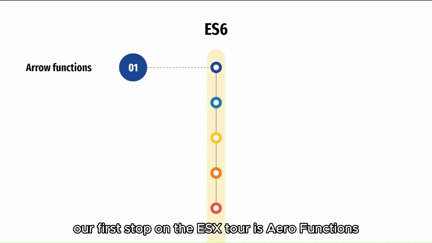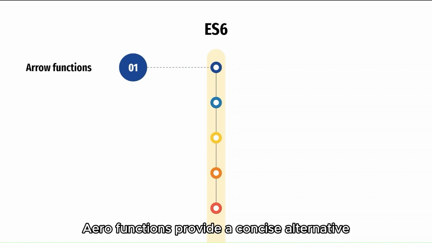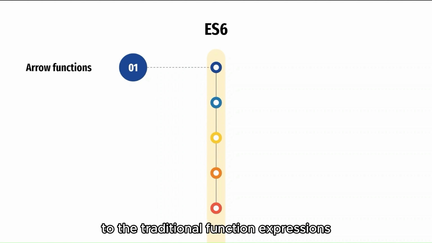Our first stop on the ES6 tour is arrow functions. Arrow functions provide a concise alternative to traditional function expressions. They are not only shorter in syntax, but also introduce lexical scoping. This makes them particularly handy in certain situations.